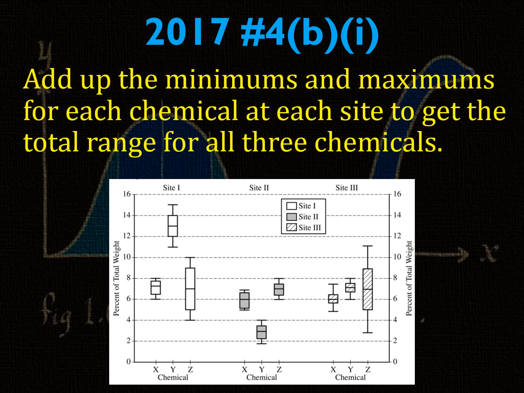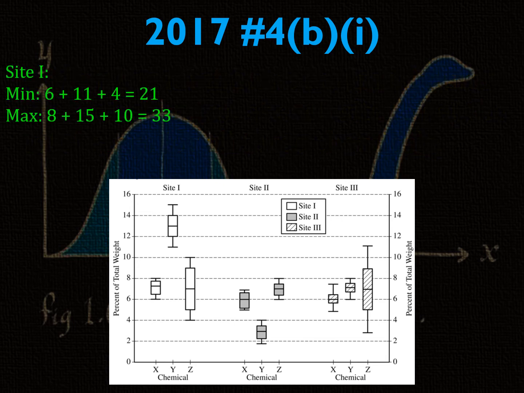So what you want to do is add up the minimums and maximums for each chemical at each site to get the total range for all 3 chemicals. So let's start with site 1. Site 1, the minimum for the 3 chemicals is 6, 11, and 4, so X, Y, and Z, which add up to 21. The maximum for the 3 chemicals is 8, 15, and 10, so the theoretical maximum is 33.